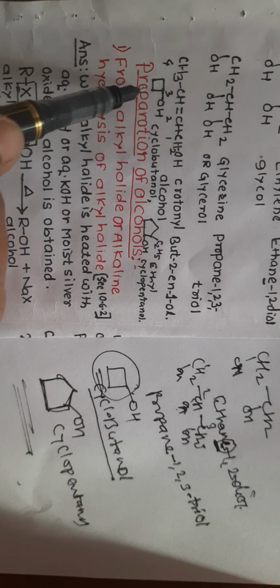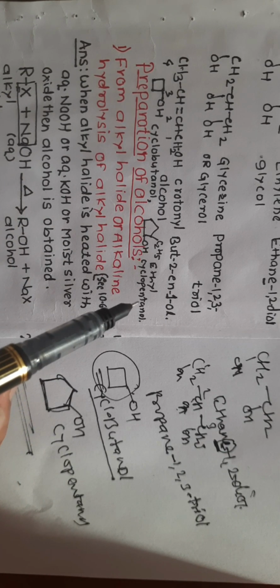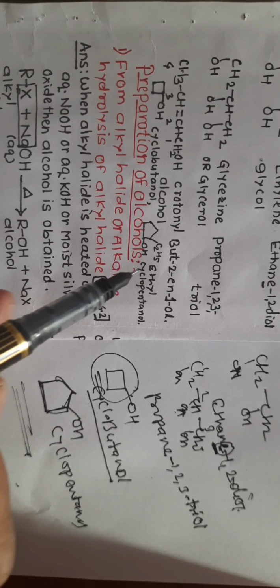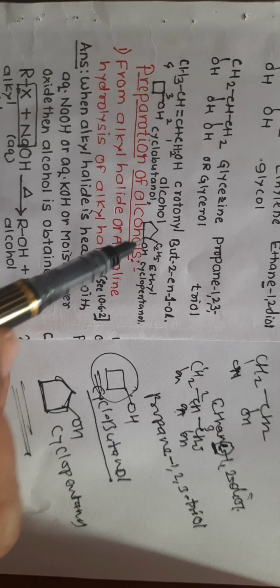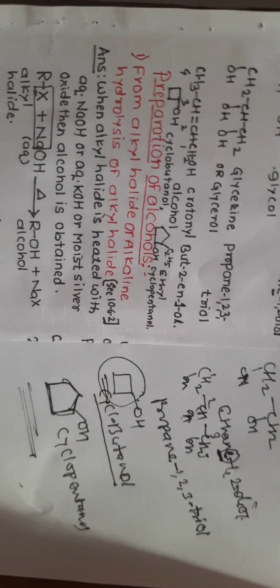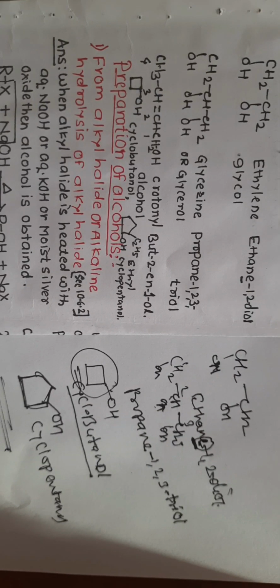And then it is a cyclobutanol. It is cyclopentanol. There is 1 ethyl group on the second carbon atom. Therefore, 2-ethylcyclopentanol is the IUPAC name of this alcohol. In this way, we have completed the nomenclature of alcohols. Today, we stop here. Thank you.